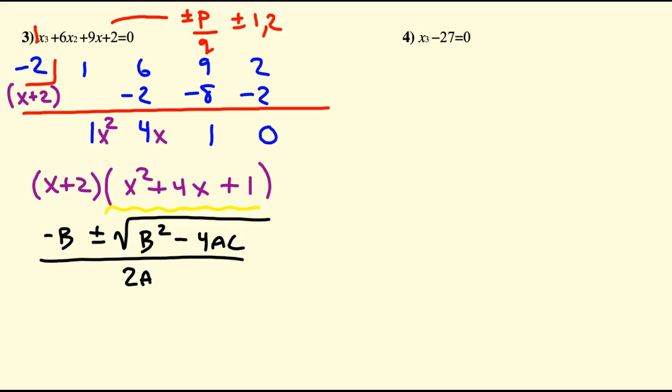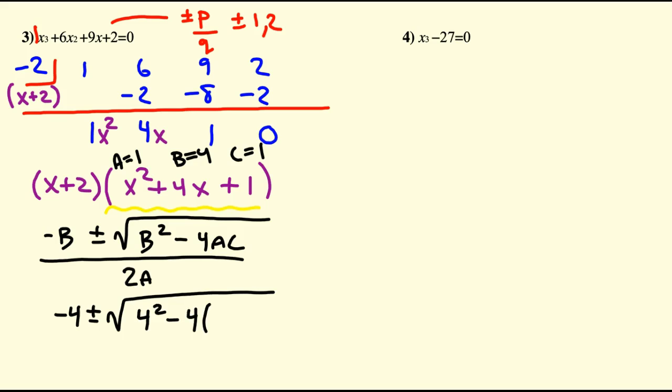Okay, again, my a is going to be 1, my b is 4, and my c is 1. So put those puppies in, solve away. Opposite of b, that's negative 4 plus or minus the square root of 4 squared minus 4 times a times c, all over 2 times a, which is 2 times 1. Clean that up a little bit.